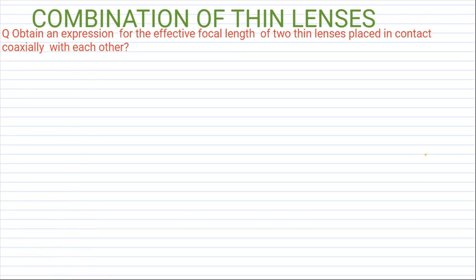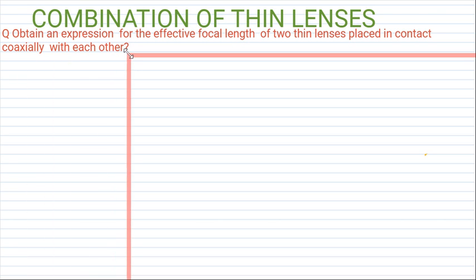So in this lesson, we'll try to obtain the expression for the effective focal length of two thin lenses placed in contact coaxially with each other. So for this, look here.